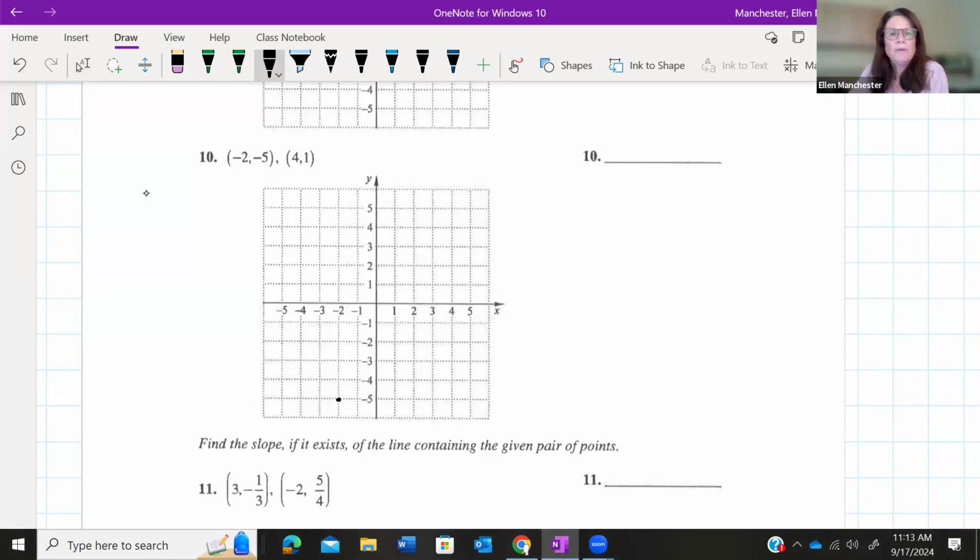So again, just keeping in mind, it is X first. So it's always in this order, X first, Y second. So X is -2, down 5. And then the other point is X is 4, Y is 1, so over 4, up 1. And then you're going to graph your line.